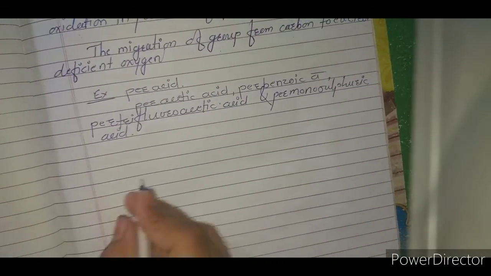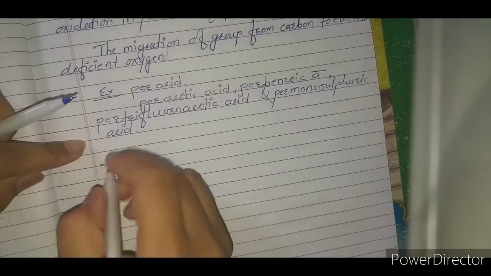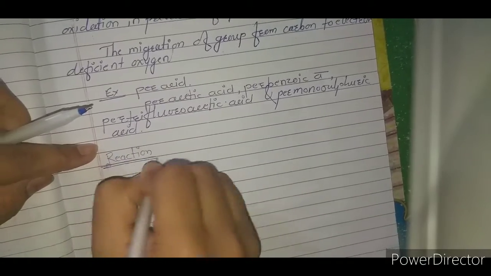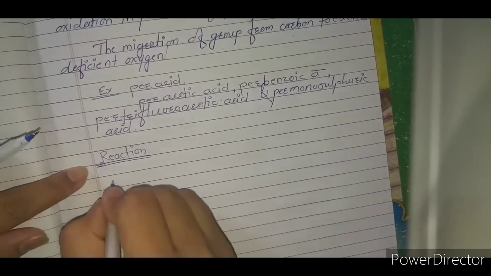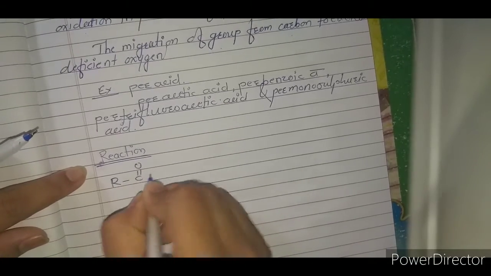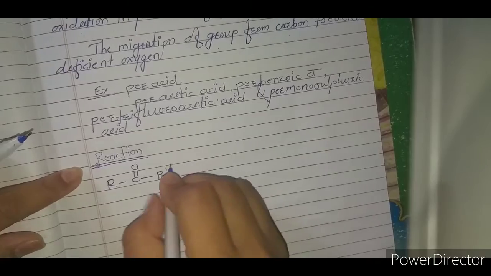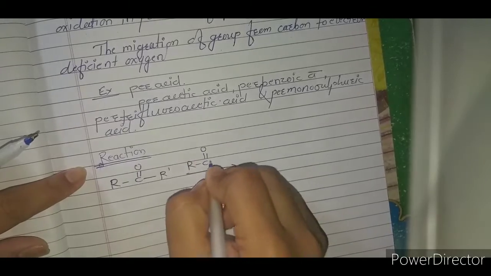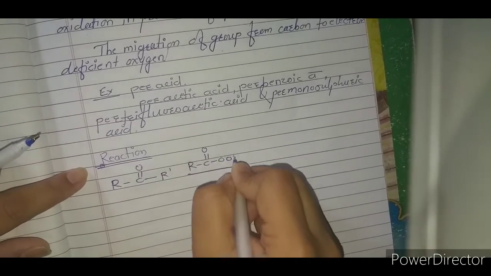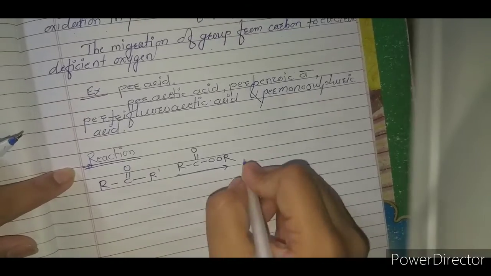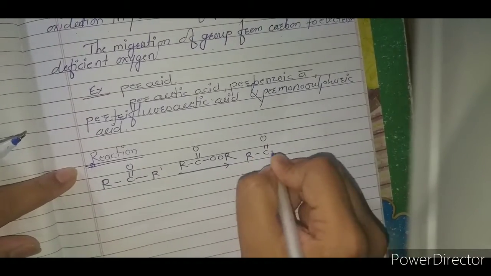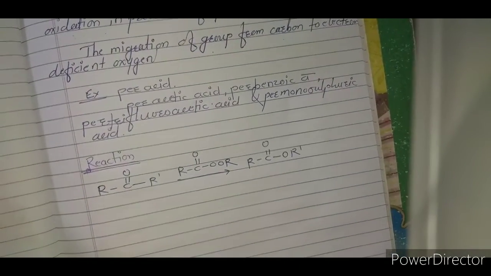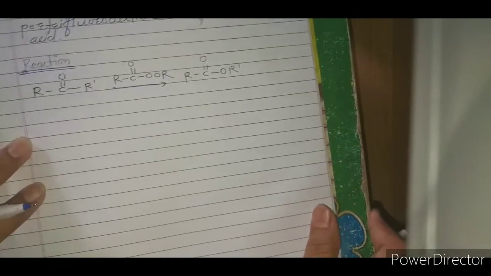Let's see the reaction. This is your ketone in presence of per acid. It forms ester. This is the general reaction of Baeyer-Villiger oxidation.